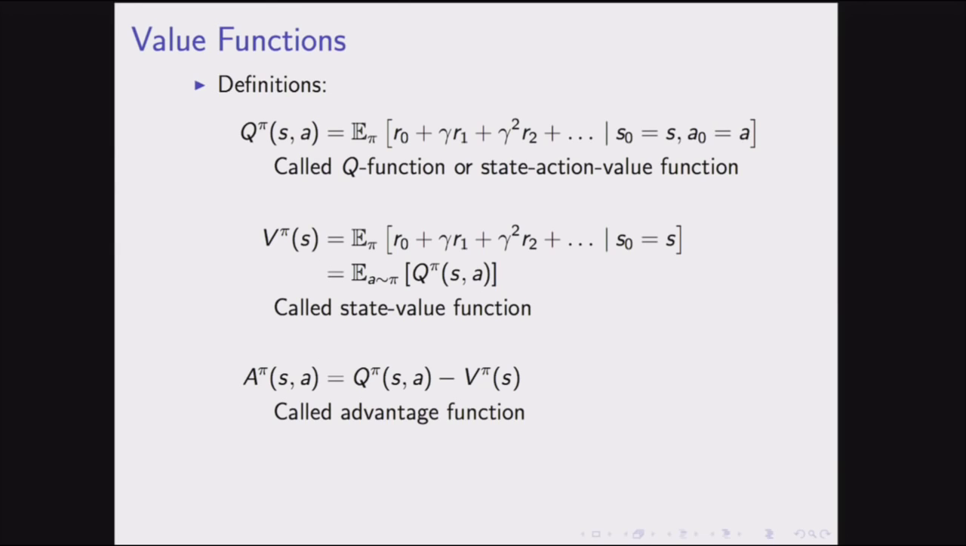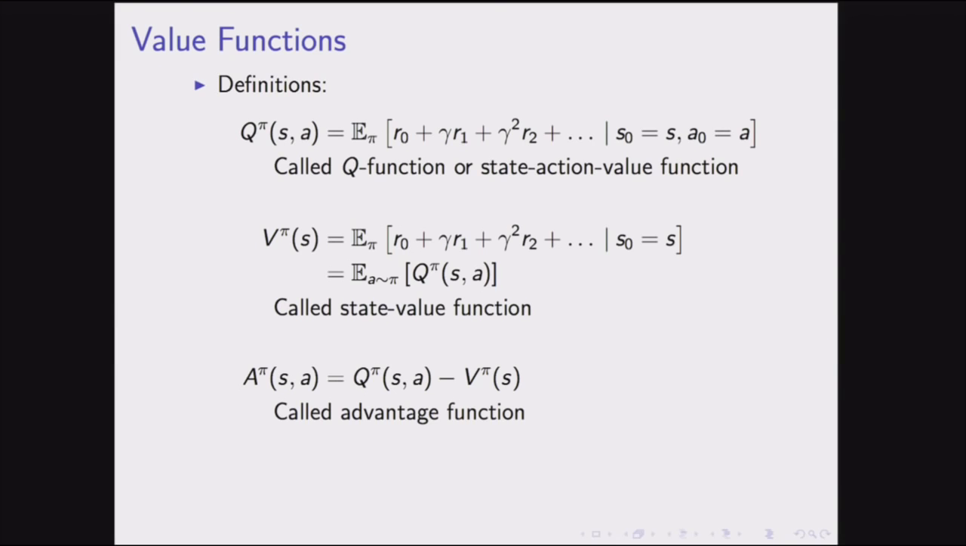So the Q function is just telling you how good this state action pair is under your current policy. The state value function, usually called V, is just conditioning on the state. It's telling you how good that state is, what's the expected reward at that state. And lastly, the advantage function is the difference between the Q function and the state value function, meaning how much better is that action than what the policy would have done.